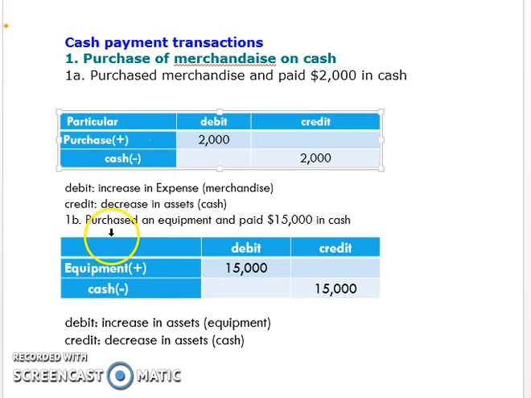In the second transaction, purchased an equipment and paid $15,000 in cash. In this case our equipment is an asset, and whenever an asset increases we need to write on the debit side. We purchased the equipment by paying cash, so our other asset, which is cash, decreases, so as per the rule we need to write on the credit side.